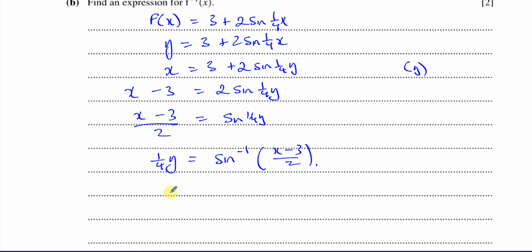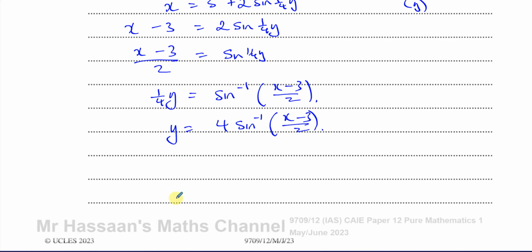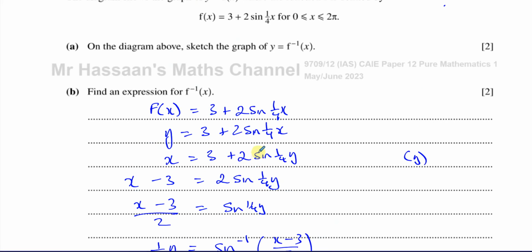And then we multiply by 4. So y equals 4 times the inverse sine of x minus 3 over 2. That would be the inverse function. So we can write this as f minus 1 of x equals 4 times the inverse sine of x minus 3 over 2. And that's the answer to part B of this question.